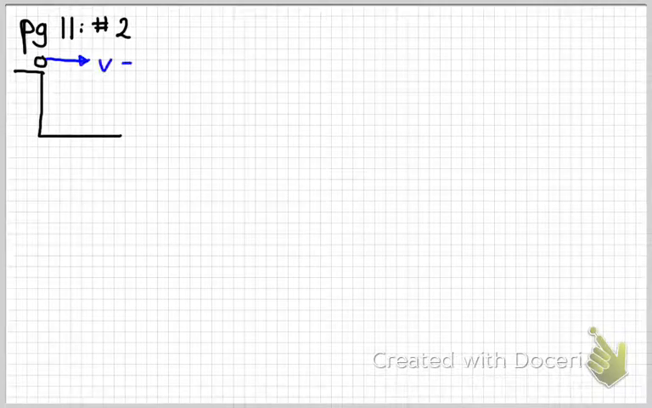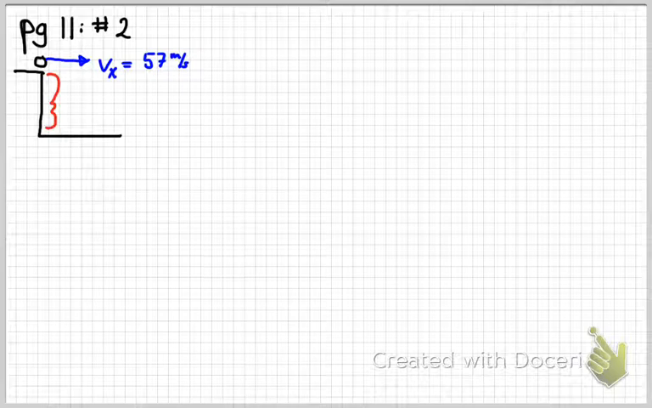So let's look at a projectile question now. On page 11, question number 2, you've got a cannon being launched from the top of a cliff that's 45 meters tall with an initial velocity of 57 meters per second. What we need to remember is that that horizontal velocity, that 57 meters per second, is our Vx, our initial horizontal velocity. That 45 meters, the height of the cliff, that's the Vy.